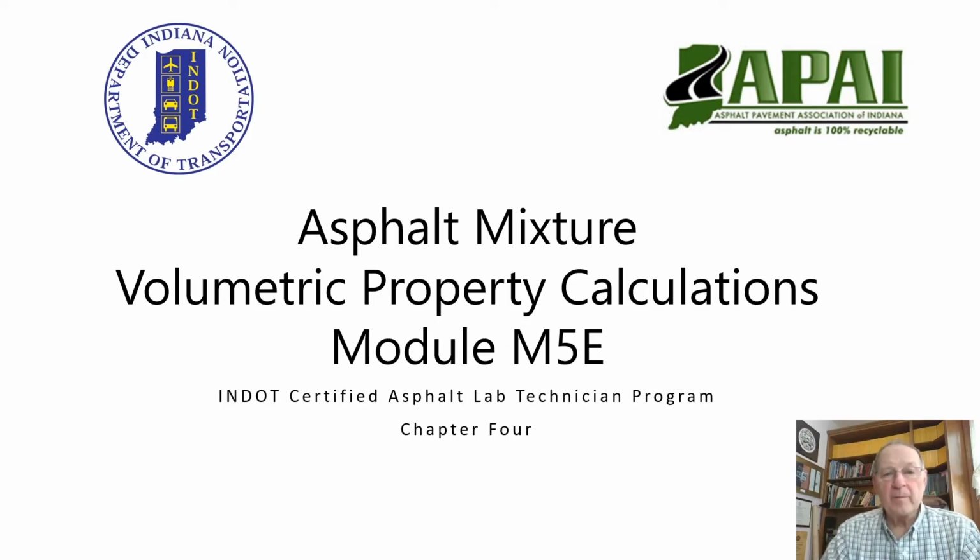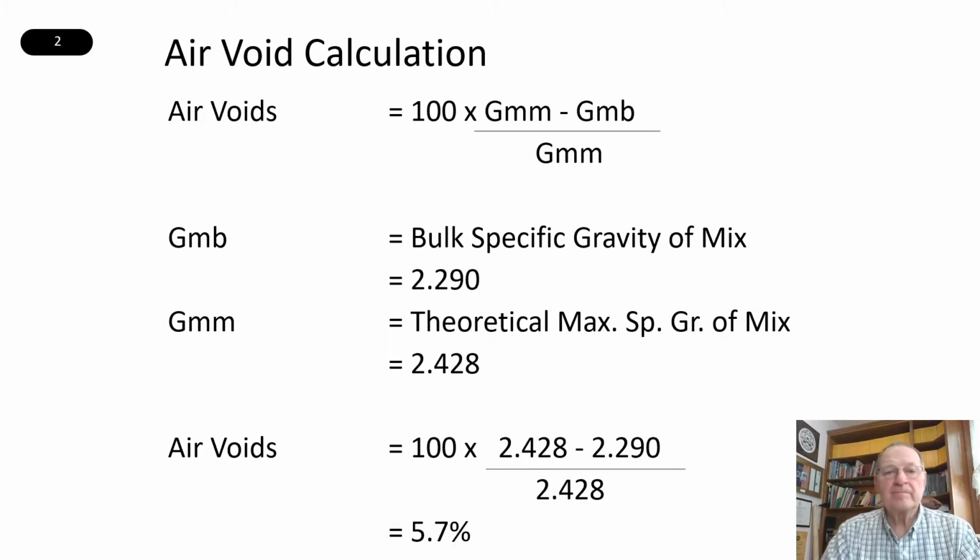This is Module M5E of the Indiana DOT Certified Asphalt Lab Technician Program, and it deals with the calculation of asphalt mixture volumetric properties. Now that we have run the tests to measure maximum specific gravity, GMM, and bulk specific gravity of the compacted mix, GMB, we have the information that we need in order to calculate air voids.